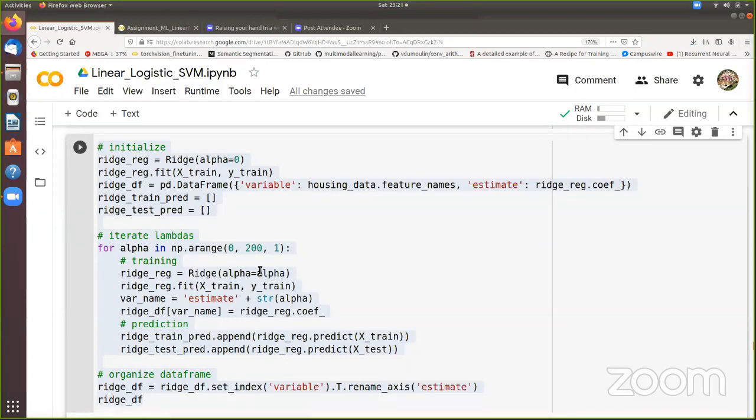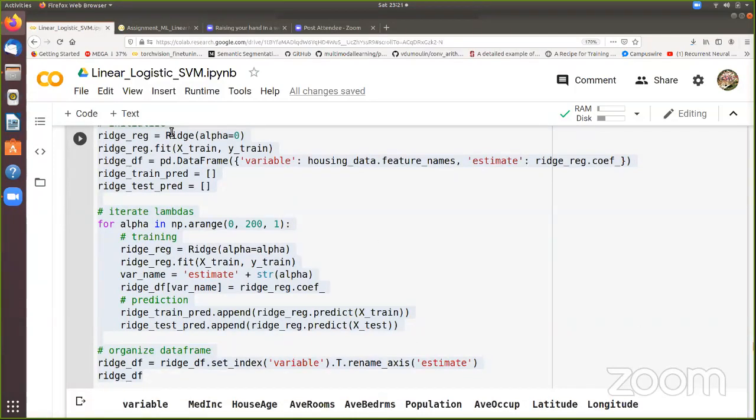So for each lambda, we'll see how the model will optimize the parameters. For each lambda here, we'll retain the optimized value of the weights and plot them. Now we initiate the model, the ridge one. Then we train this model on our data set. As I mentioned, we create an empty data frame, which will save the weights for each lambda. We initiate two lists for saving the predictions for training and testing. Inside this loop, we iterate over lambda, our alpha here, from 0 to 200 with step size 1.